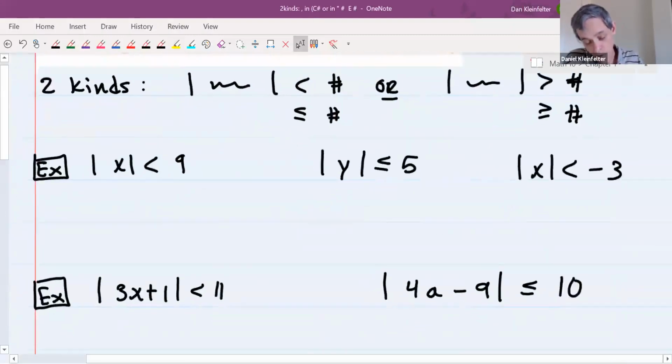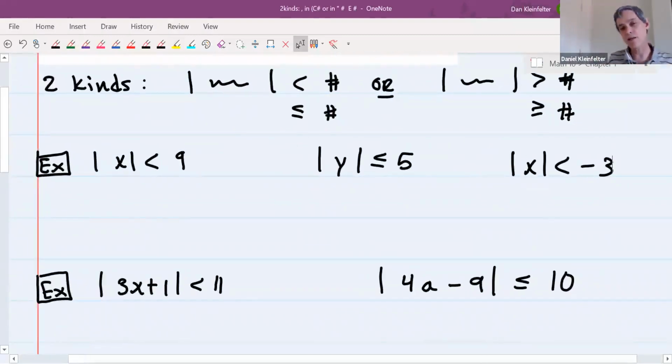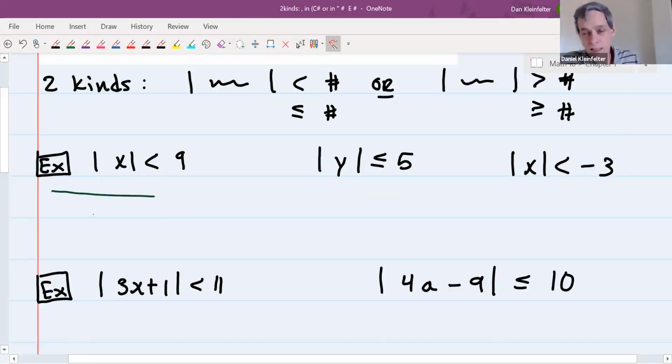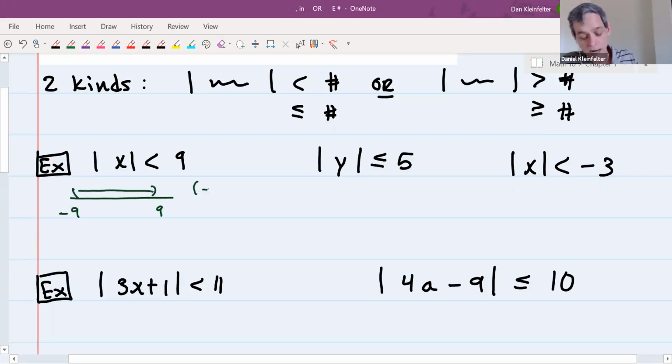So remembering that absolute value tells you the distance of a number from 0. That's the key to getting this done. So here in this first one, the absolute value of x is less than 9. Again, as with equations, I don't know what x is, but I do know that its distance from 0 is less than 9 units. So that means that x has to be in between -9 and 9. So our answer here is -9 to 9 in interval notation.